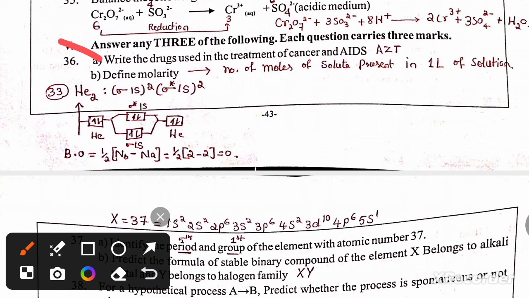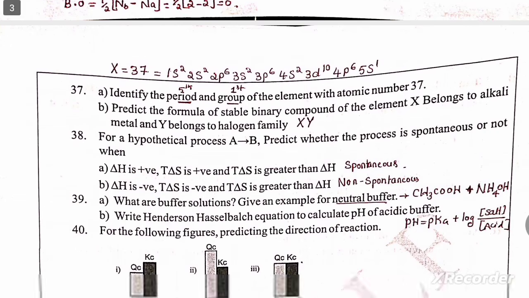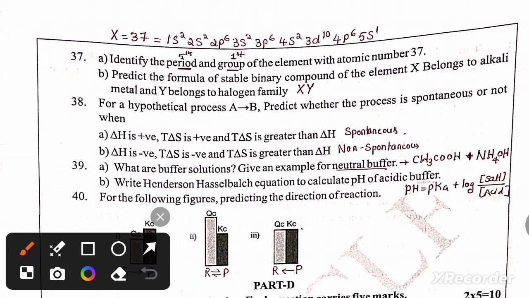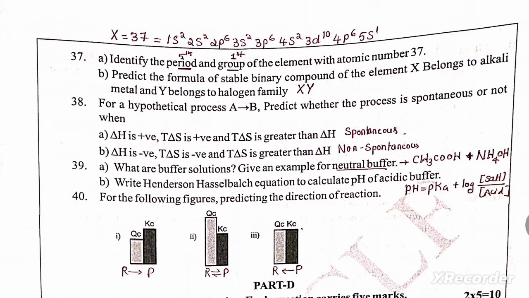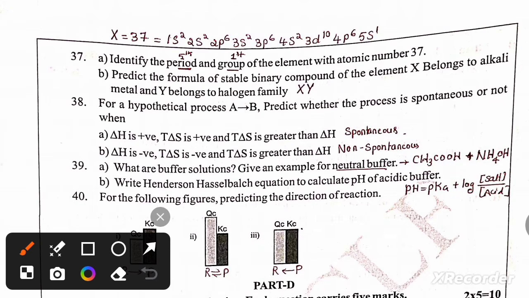The drug used to treat AIDS is AZT, azidothymidine. Molarity definition is very simple. You can easily remember. 37th question. For atomic number 37, we have to write the electronic configuration and decide which period and which group it belongs to. As the highest principal quantum number is 5, it belongs to the 5th period, and you can find the valence electron. In the valence shell you can find one electron, so it belongs to the first group. So element 37 belongs to the 5th period and first group.